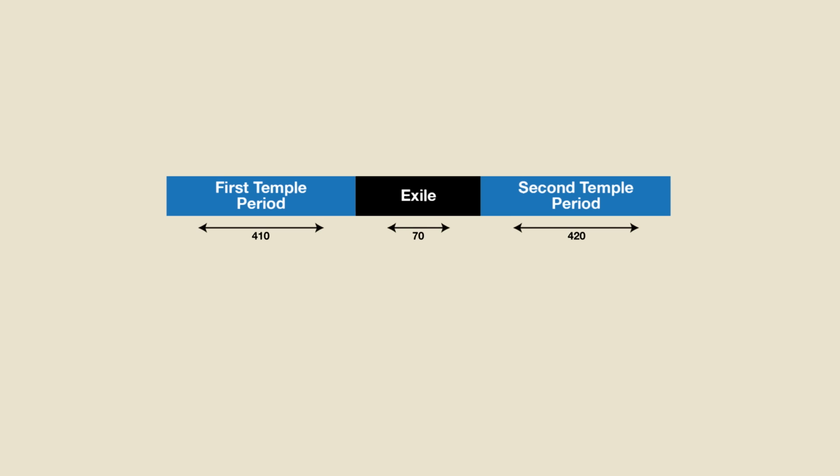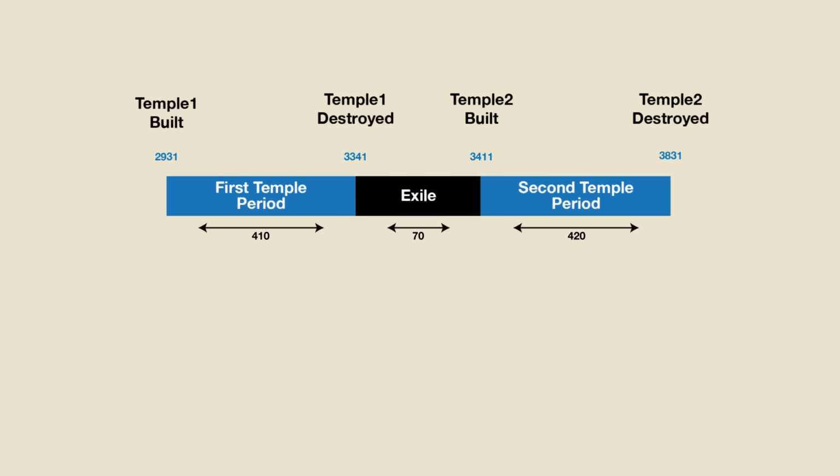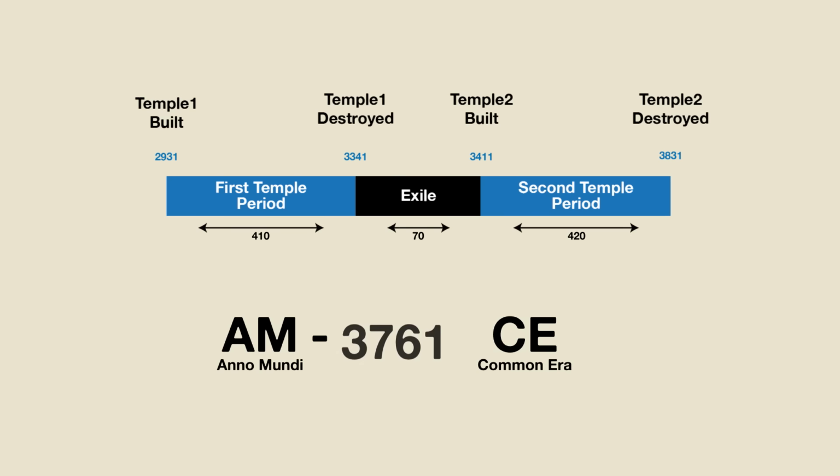Now, the Jewish year given by the early rabbis for the destruction of the Second Temple was 3831 Anno Mundi, plus or minus 3 years, depending on which rabbinical source you use. I'm going to go with 3831. Working backwards, the Jewish dates for the other events are thus 3411, 3341, and 2931. The formula for translating the Jewish year into the standard year is simply subtract 3761.